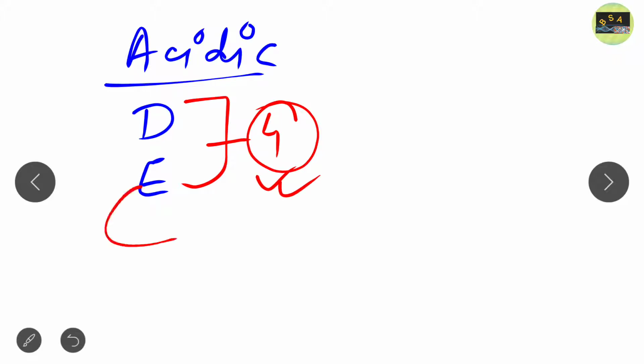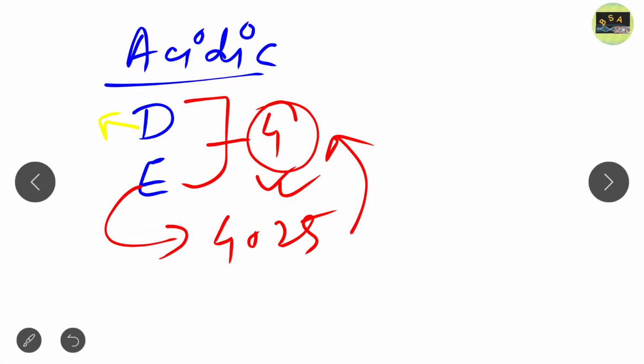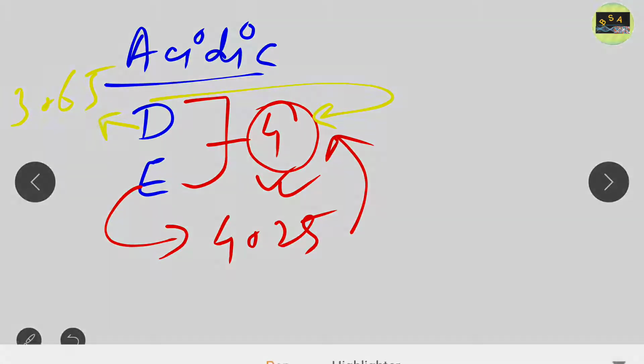Because the pKr value for glutamic acid is actually 4.25, which is approximately 4, and the pKr value for aspartic acid is 3.65, which is also approximately 4. So we can take 4 as the pKr value for both glutamic acid as well as aspartic acid. Clear? Now I hope that you got it.